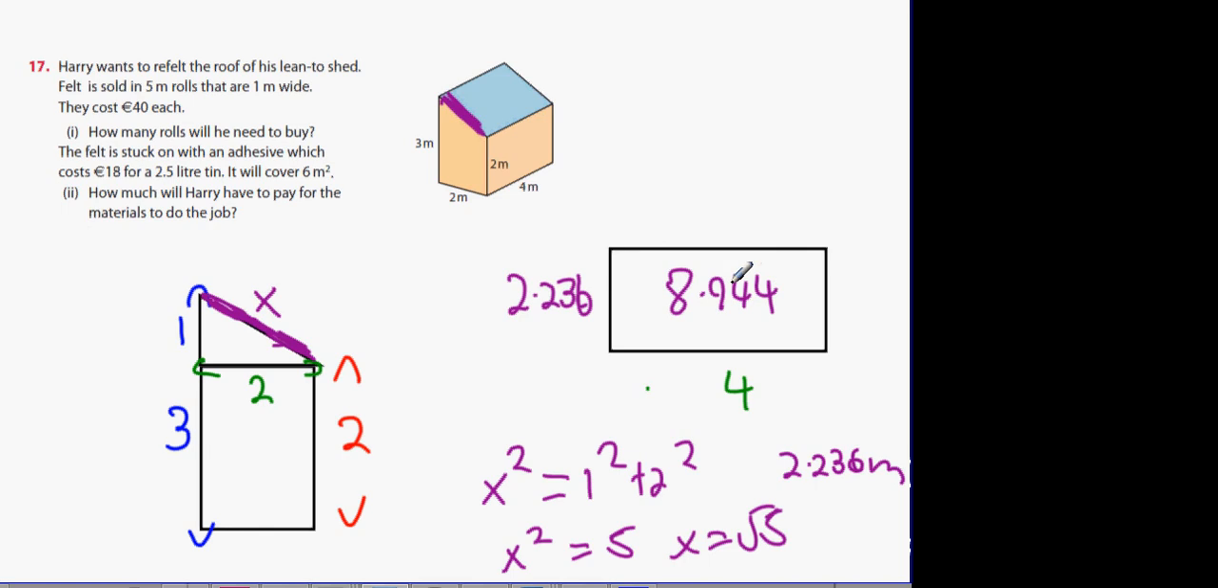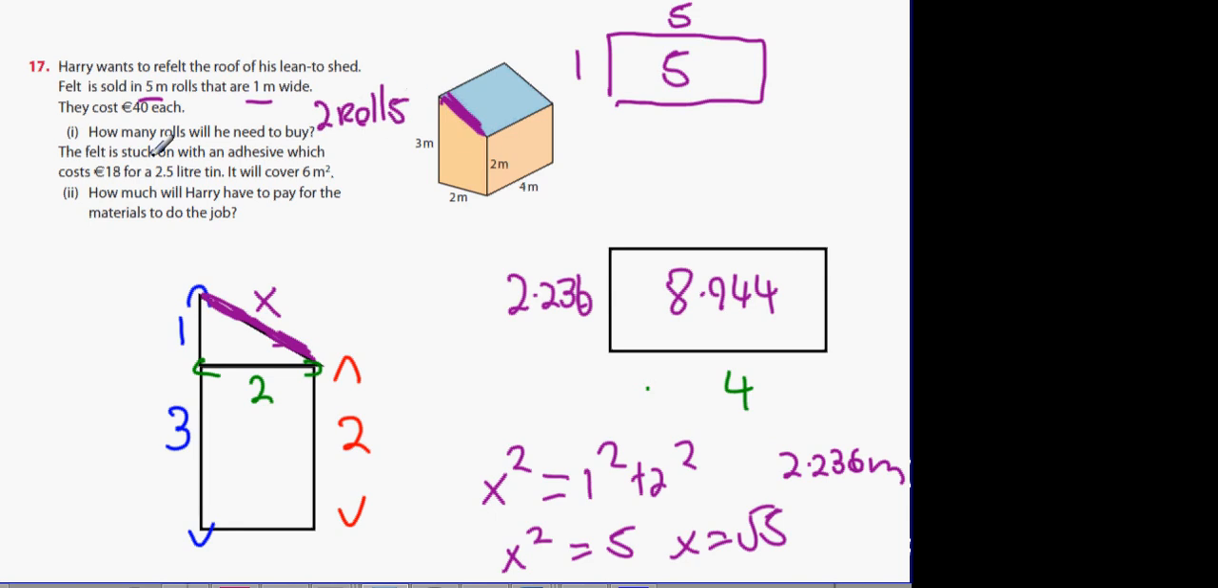Now, what it says is the felt rolls are basically 1 meter by 5. Does everyone understand that? What's the area of one roll then? 5. How many rolls do we need? One roll is smaller than 8.944, so how many rolls do we need? We need 2 rolls.